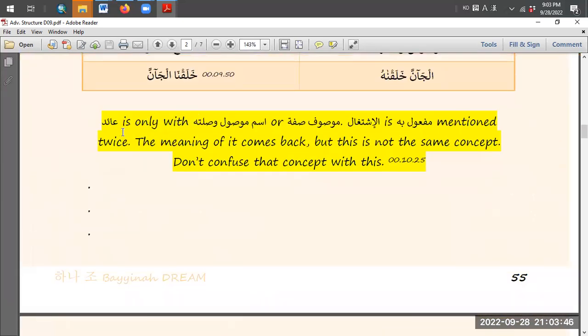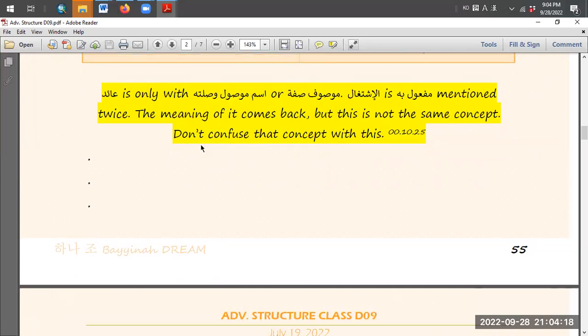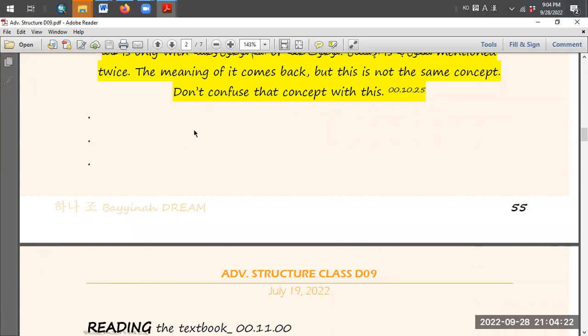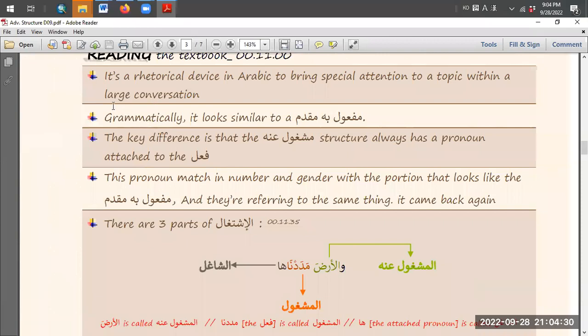A'id is only with a mausul, wasilatul mausul, or mausul sifah. Ishtighal is maf'ul bihi mentioned twice. The meaning of it comes back, but this is not the same concept. Don't confuse al-ishtighal with the a'id concept. So those are different things. Yeah, this is repeating what we have just read before.